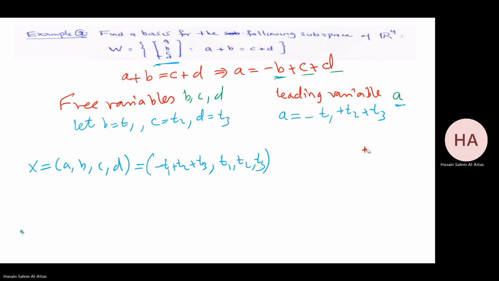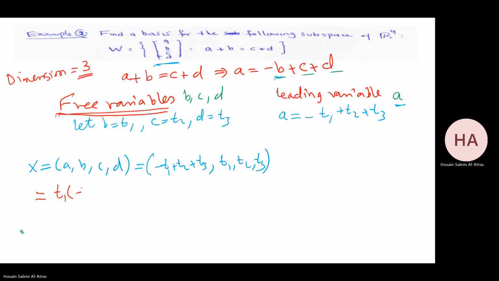I have three vectors. Look, this one gives me what? The dimension here, without any more calculation, is equal to 3, the number of the free variables. That's it. Dimension equal to 3. Okay, now let me try to find the basis.